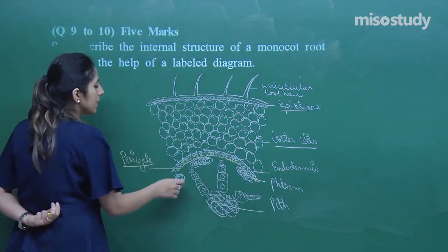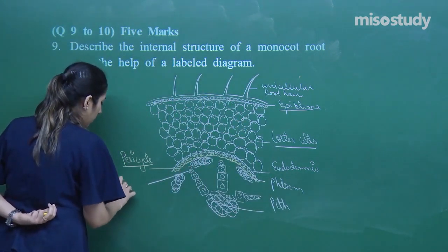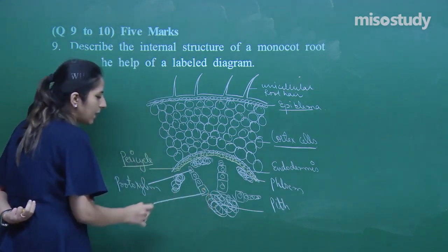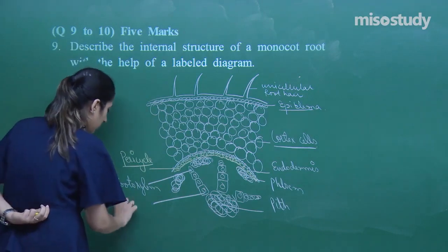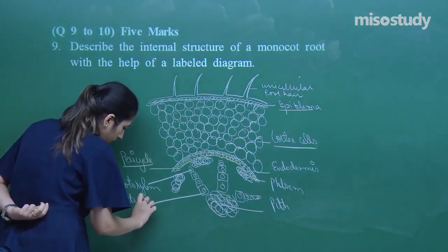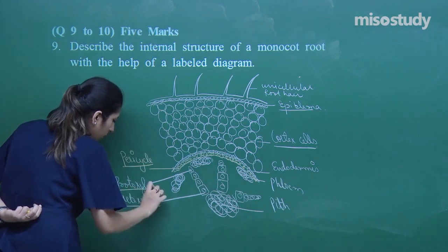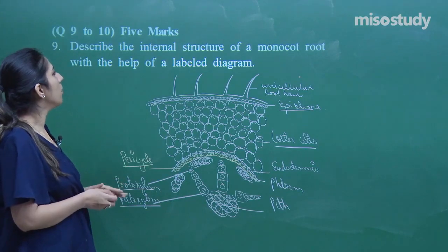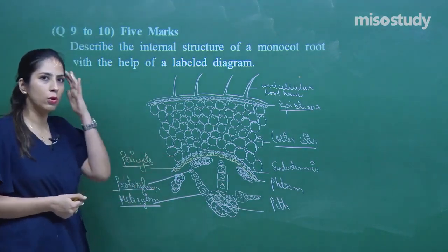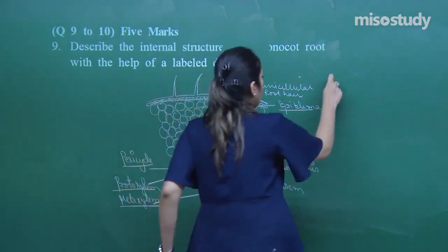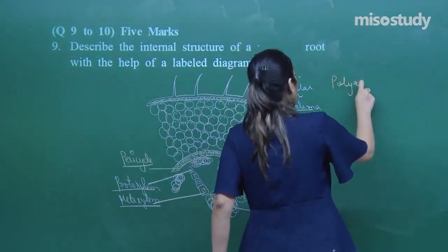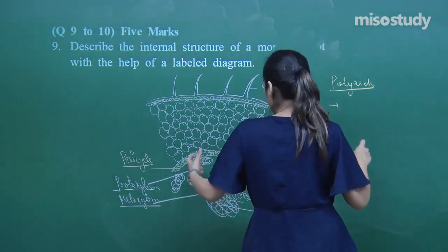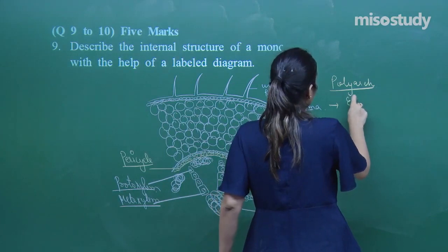This as a whole is called the xylem, and this is called the protoxylem. Whereas towards the centermost region we have the metaxylem present. This is the overall structure of a monocot root. This is how the monocot root looks. One more thing in this case, polyarch condition is there, and the vascular bundles are of exarch type.